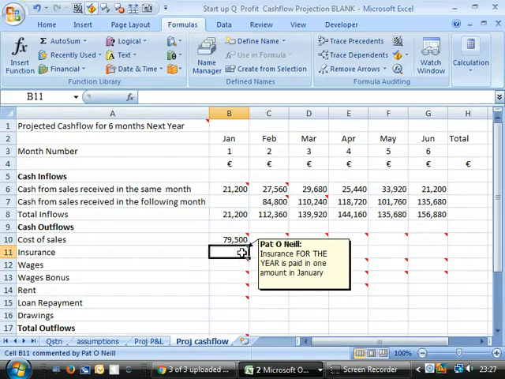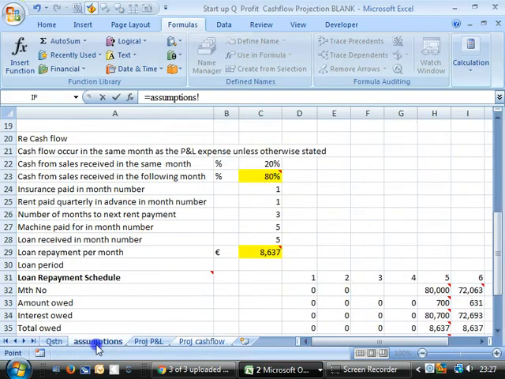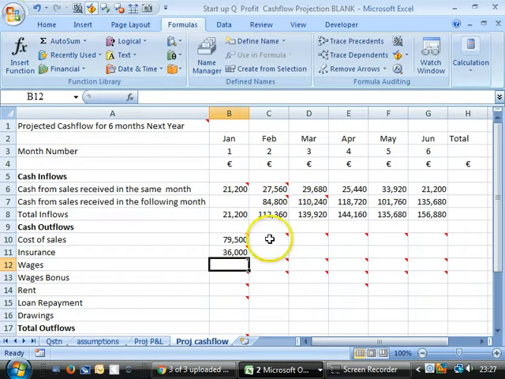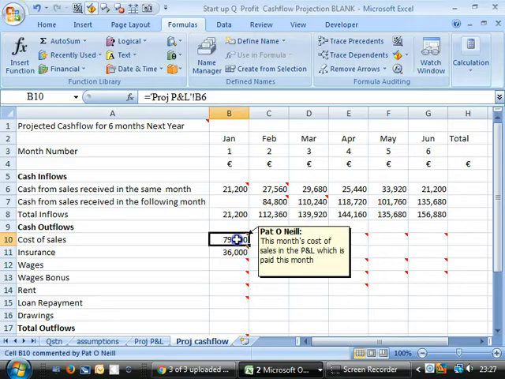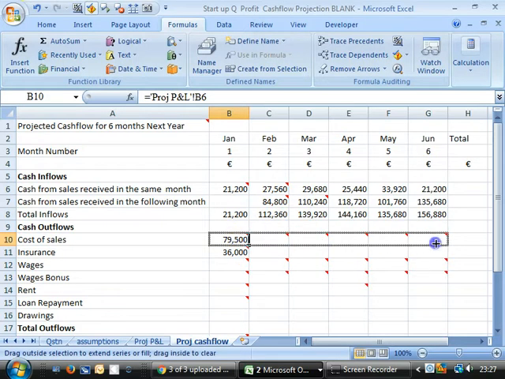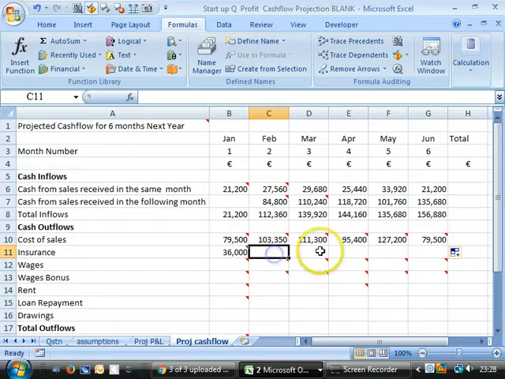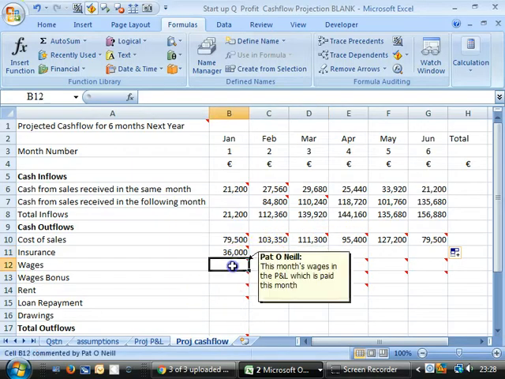Now, what about the wages? Sorry, apologies. Insurance for the year is paid in one amount in January. So I can now, I think in the answer it's a pretty complicated formula. I'm going to go with a simple one here. I'm going to go to the assumptions. And what is the insurance paid in month number 1? There it is there, 36,000. And I'm not going to copy that formula at all. So I'm going to copy this formula. That's my costs. But insurance is only paid once, so I'm not going to copy it. I can put in zeros if you like, or just leave it blank.